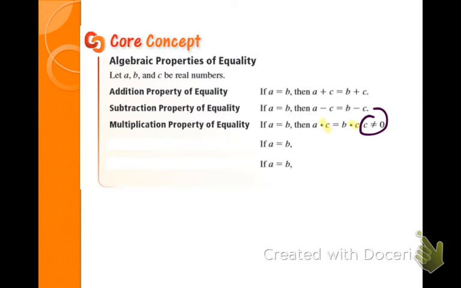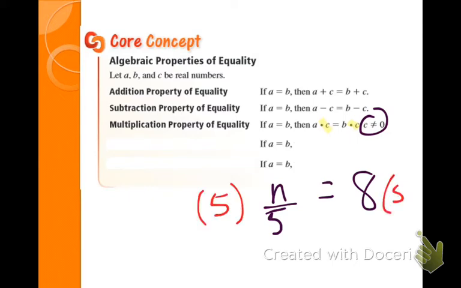So this is when you multiply the same number on both sides. This would be like if you had n divided by 5 equals 8. How would I solve for n? I'd multiply both sides by 5. That is the multiplication property of equality.